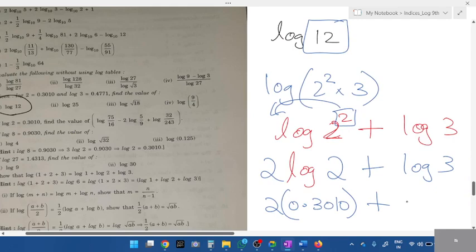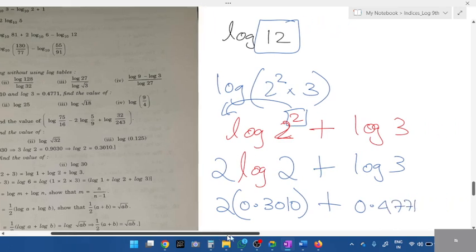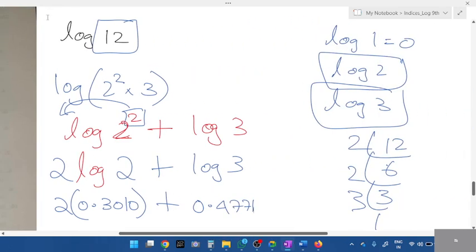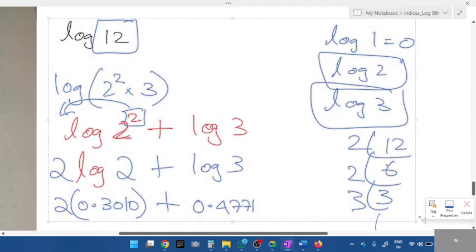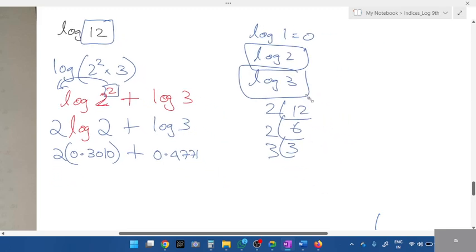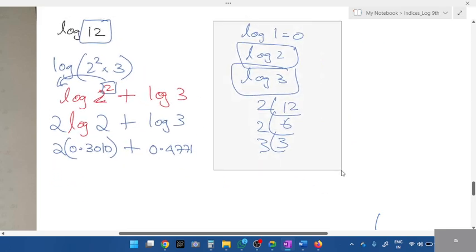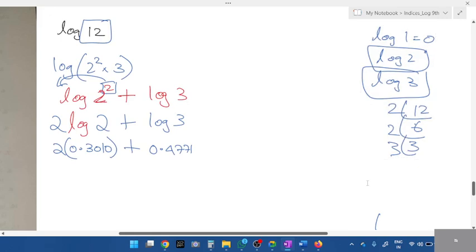What is log 3? 0.4. When I'm teaching, don't write anything. If you write along with me, you won't understand the concept. This is not a competition about who's going to write first. Try to understand the concept.